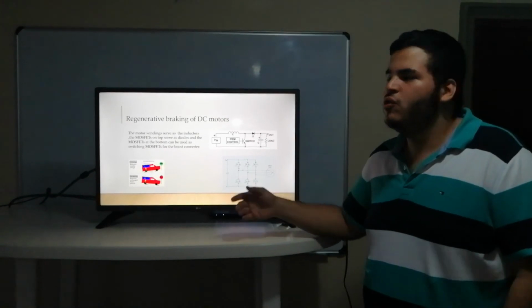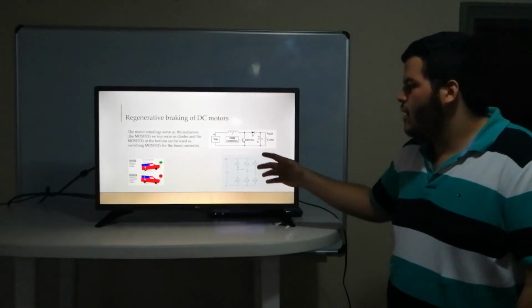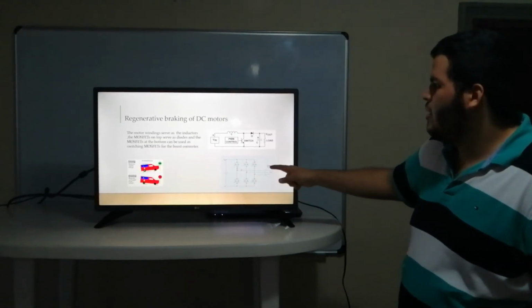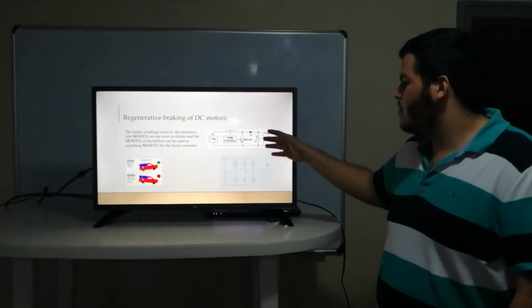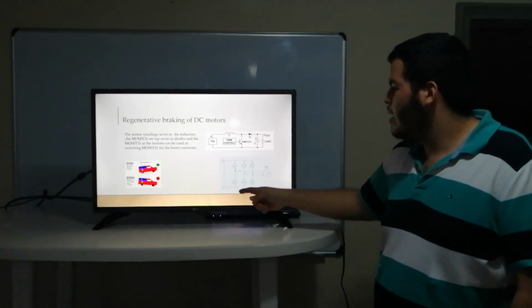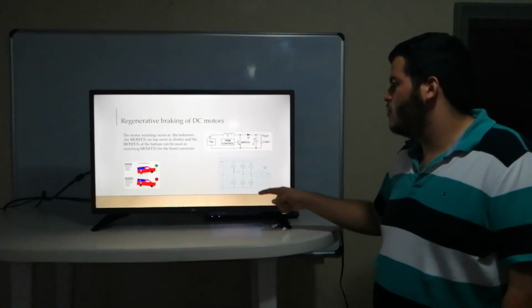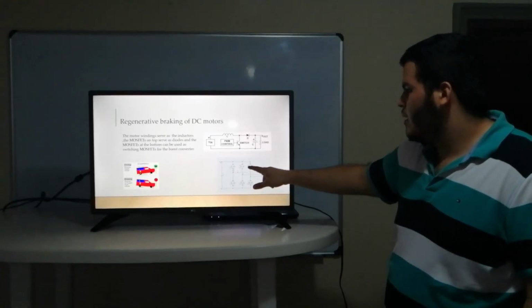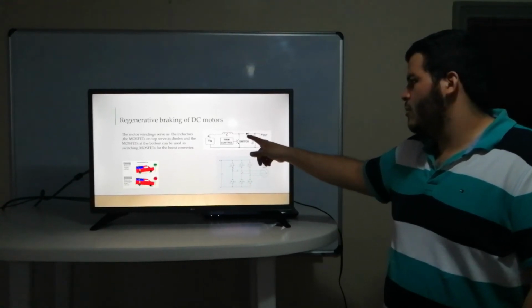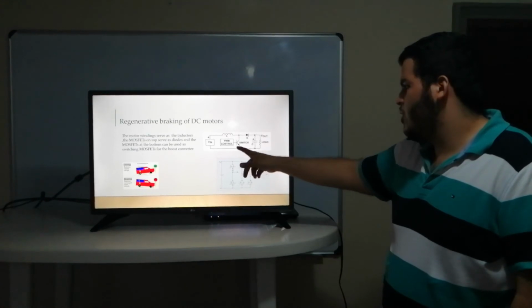And it can also be used in the regenerative braking of DC motors. Here we can see the regenerative braking schematic, and it has some similarities. The motor windings are used as the inductors in the boost converter. These three MOSFETs are used as the diodes in the boost converter, and the three other MOSFETs are used as a switch.